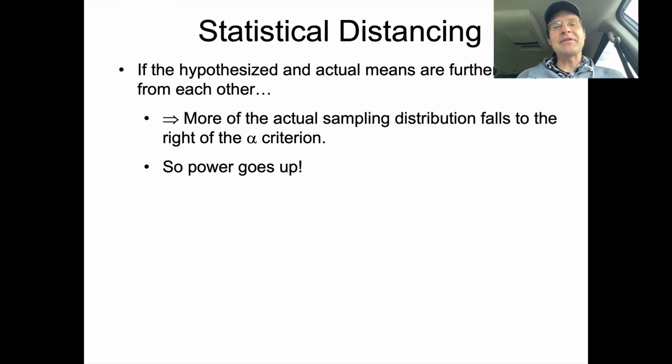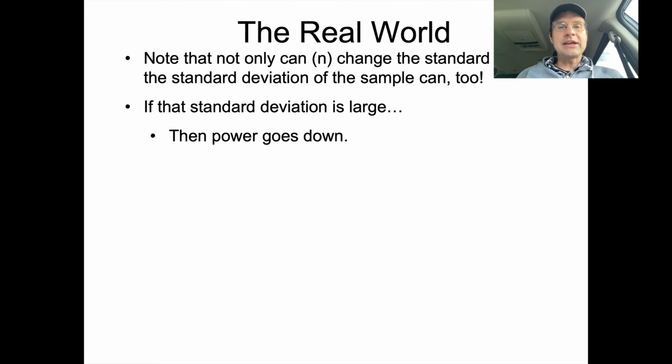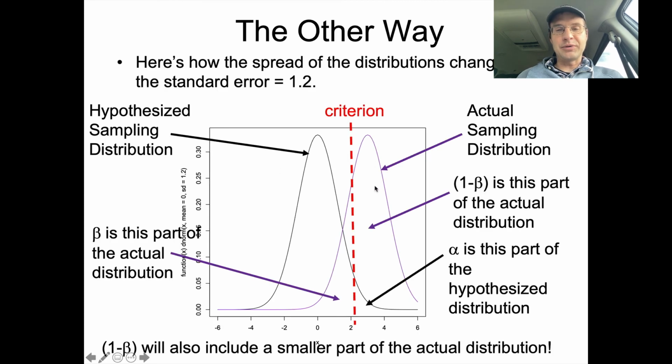If the hypothesized and actual means are further away from each other, more of the actual sampling distribution will fall to the right of the alpha criterion, so power will go up, right? What we're looking at graphically is how much of the purple distribution is over here. And if the mean is over here, then more of that purple distribution will be over here too, so my power is going to go up.